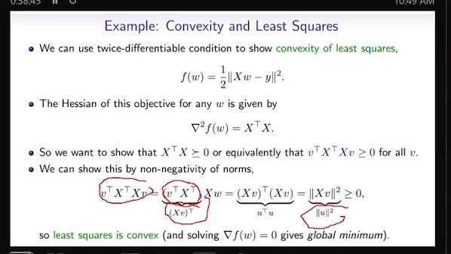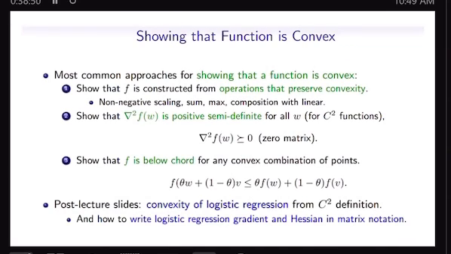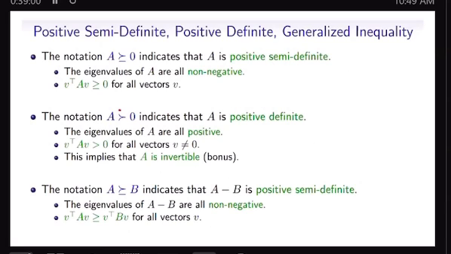I quickly want to move because of my time. These are what I've already talked about. If you are using the second derivative, you need to investigate your matrix. Is your matrix positive semi-definite or positive definite? If it is positive definite, the second derivative should be strictly greater than 0. If it is positive semi-definite, then it's going to include 0.